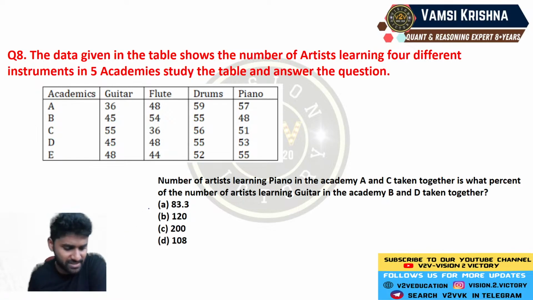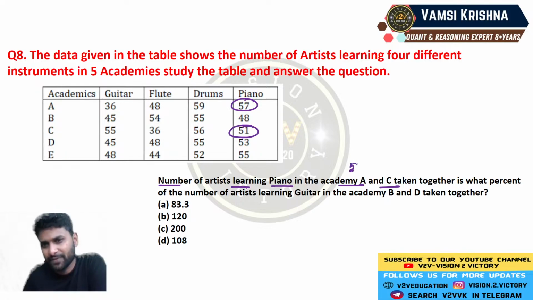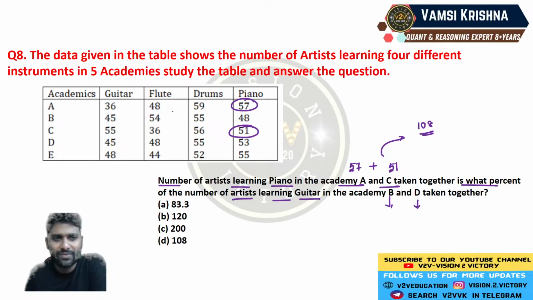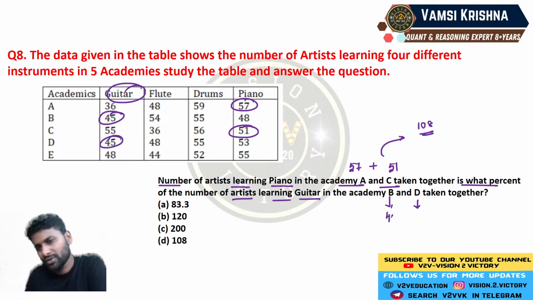So here the question says: the number of artists learning piano in academy A and C together. Piano A and C. So piano A is 57, C is 51. Sum of these two numbers is exactly equal to 108. Together is what percentage of the number of artists learning guitar in academy B and D. So we need to pick the guitar, academy B and D. It's both 45. Now the sum value becomes 90.